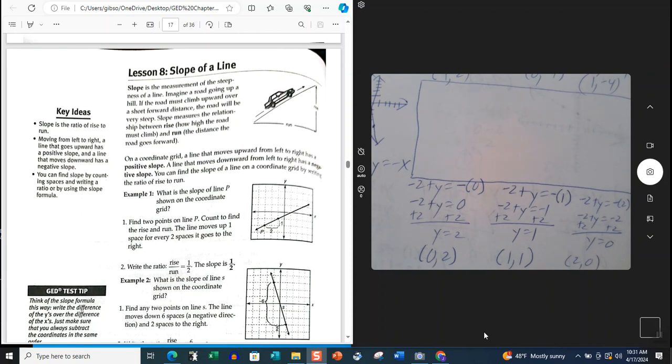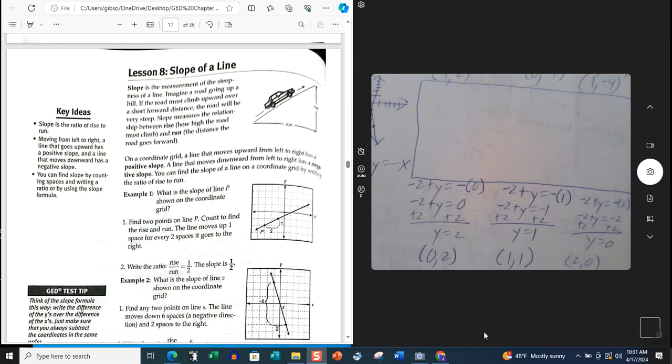On a coordinate grid, a line that moves upward from left to right has a positive slope. A line that moves downward from left to right has a negative slope. You can find the slope of a line on a coordinate grid by writing the ratio of rise to run.